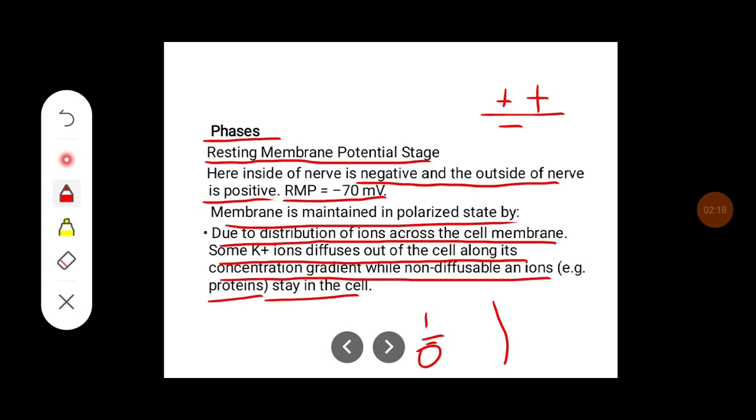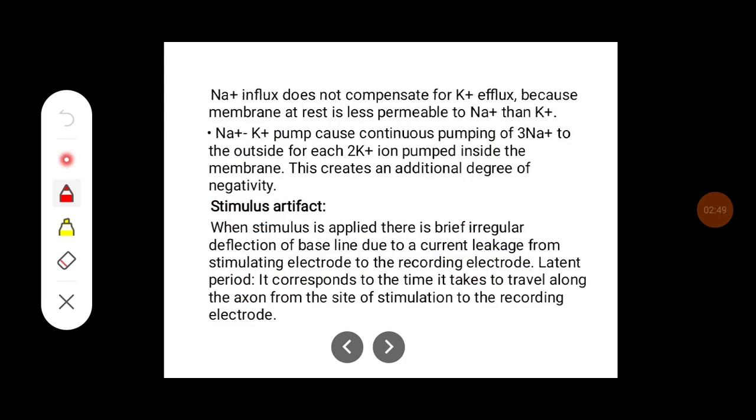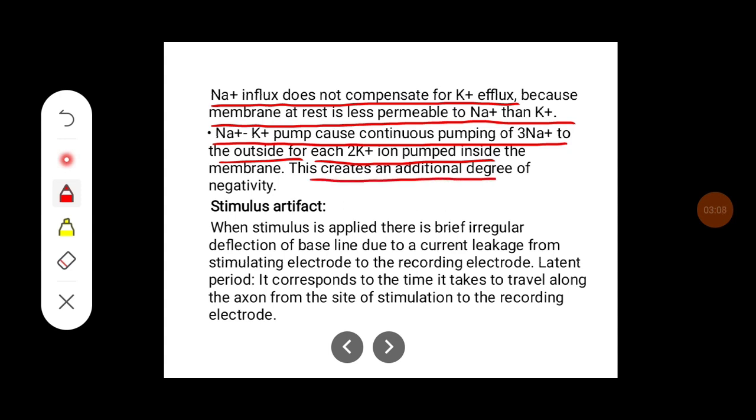We know that potassium concentration is high inside, and it tries to move out of the cell, and at the same time sodium concentration is high outside, which tries to move inside the cell. But the permeability for potassium is high, so sodium cannot compensate for that. So the negativity inside will be more because of the potassium efflux. As we said, sodium influx does not compensate for potassium efflux because the membrane at rest is less permeable to sodium than potassium. Also, the sodium potassium pump causes continuous pumping of 3 sodium to the outside for each 2 potassium ions pumped inside. This also creates an additional degree of negativity, and that is the basis for resting membrane potential.